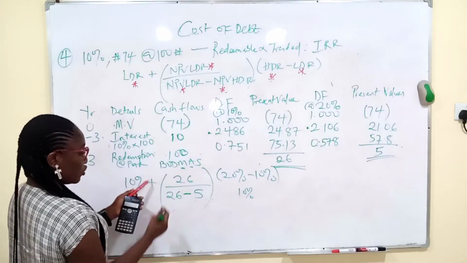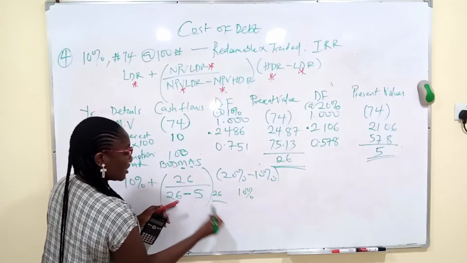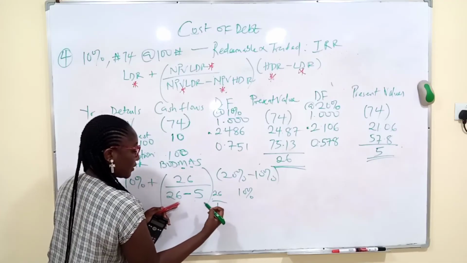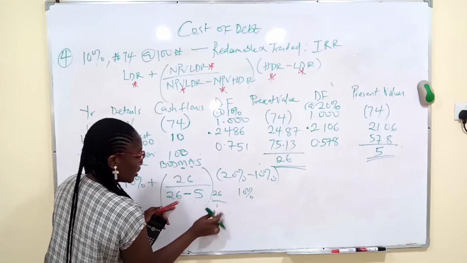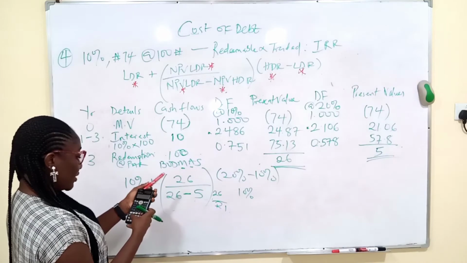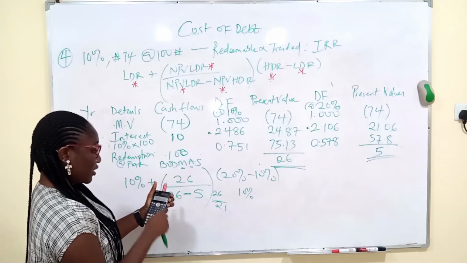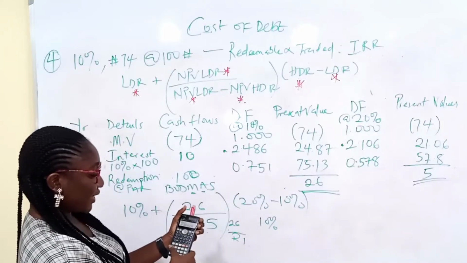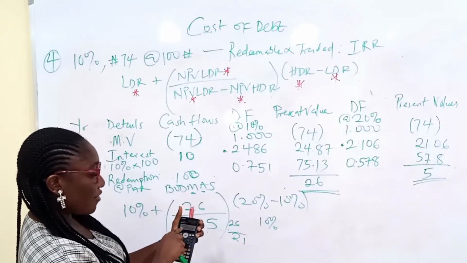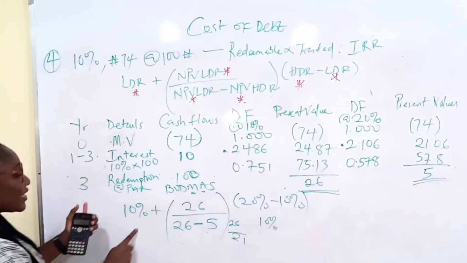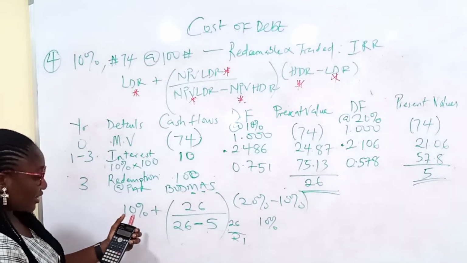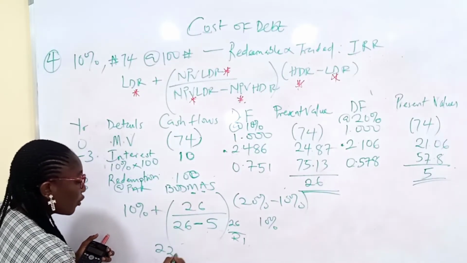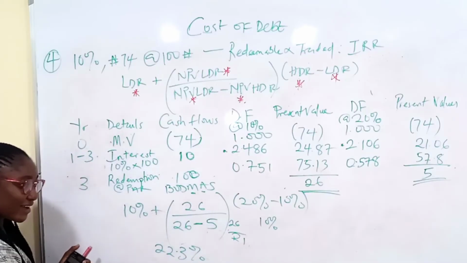Then this one, you have 26 over 26 minus 5. That's what? 26 minus 5, that's what? 21. Right? So you have 26 divided by 21. That gives you 1.238. So you don't need to write that one down. Multiply it by 10% straight. You have 12.38%. Add this to 10. That gives you 22.3%. This is the IRR.